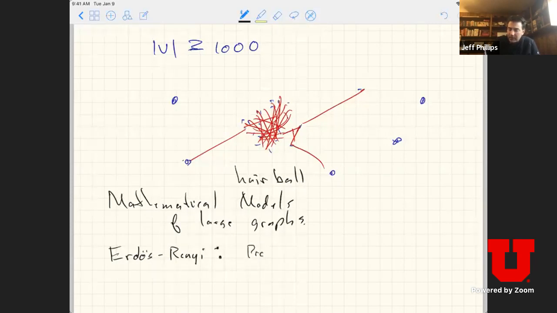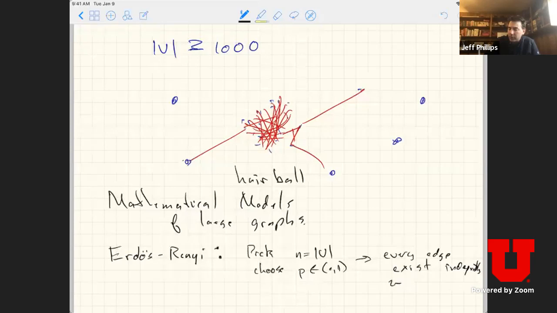pick n, which is the size of the nodes, and then I choose p, which is a probability between 0 and 1, and then I say every edge exists independently with probability p. So every edge, I look at every potential pair of vertices, and I say that edge exists or does not exist with probability p. What was very nice about this model is that I could study what happened.